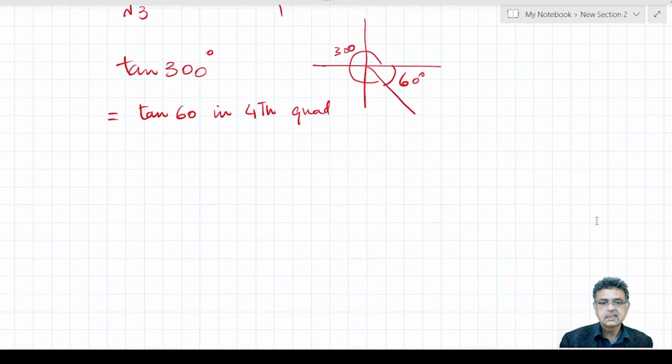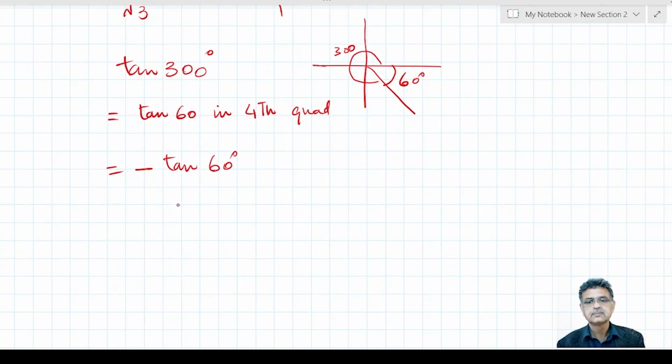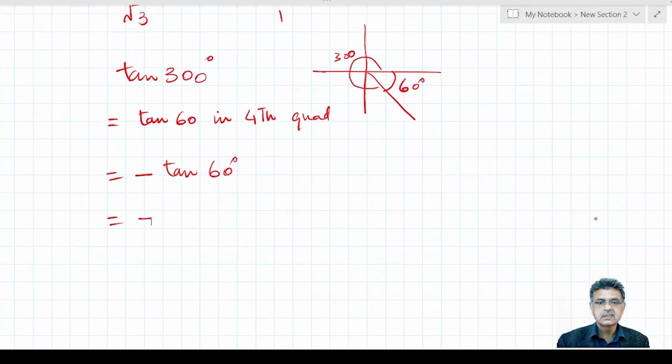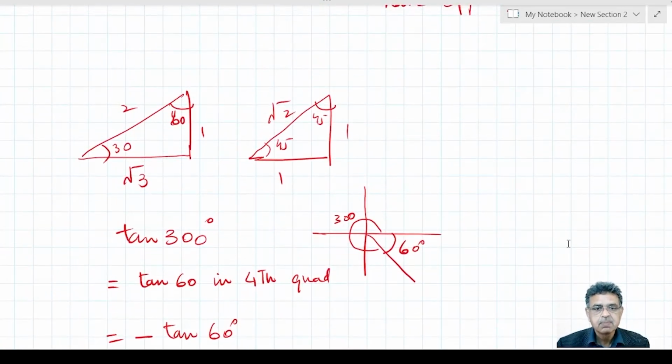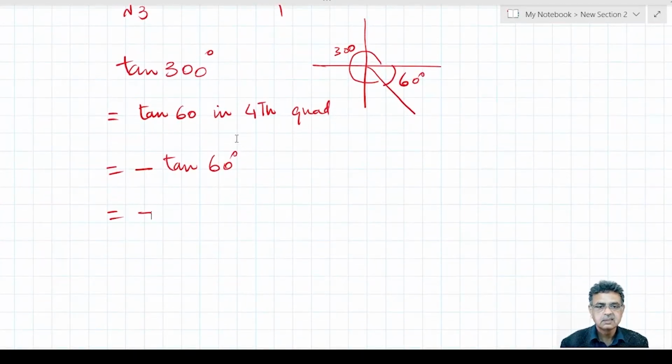Then in the next step, once you understand that it is in the fourth quadrant, it will be negative tangent 60 degrees, because tangent is negative in the fourth quadrant. So this is negative tangent 60 degrees. This is 60 degrees, opposite over adjacent, root 3 over 1. So you can see that without using a calculator we can find its value.